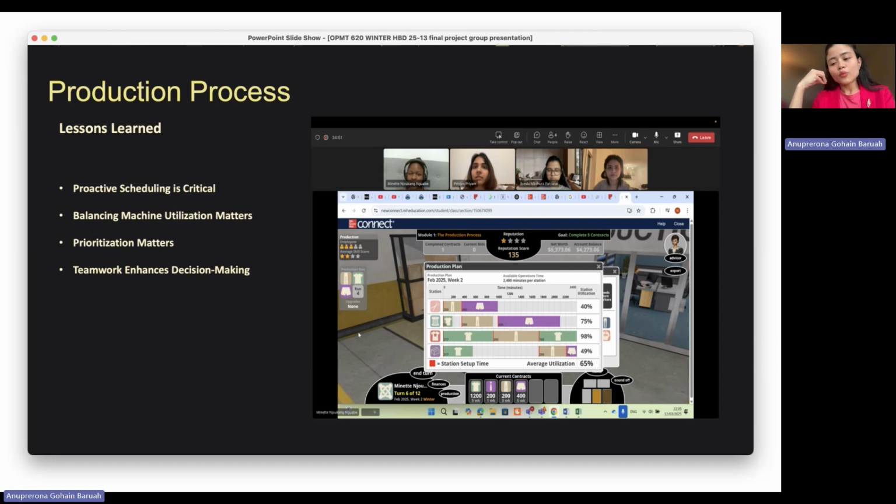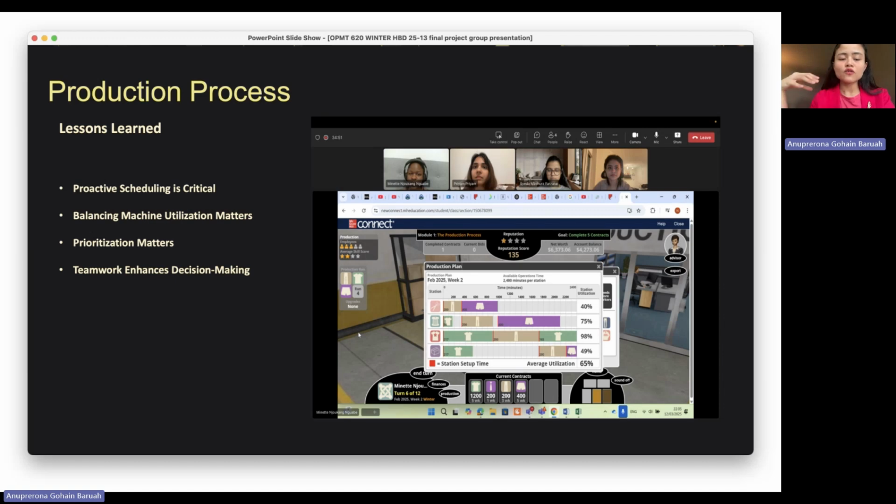Now, we definitely have learned the key factors. Proactive scheduling is the key. Balancing machine utilization is very important. Prioritizing high-impact tasks first overall improved the efficiency of the time and the machines. Then teamwork, last but not the least, is very important. Teamwork drives better decision making. Collaborative decision making within our team allowed us to tackle problems more efficiently and implement successful strategies.